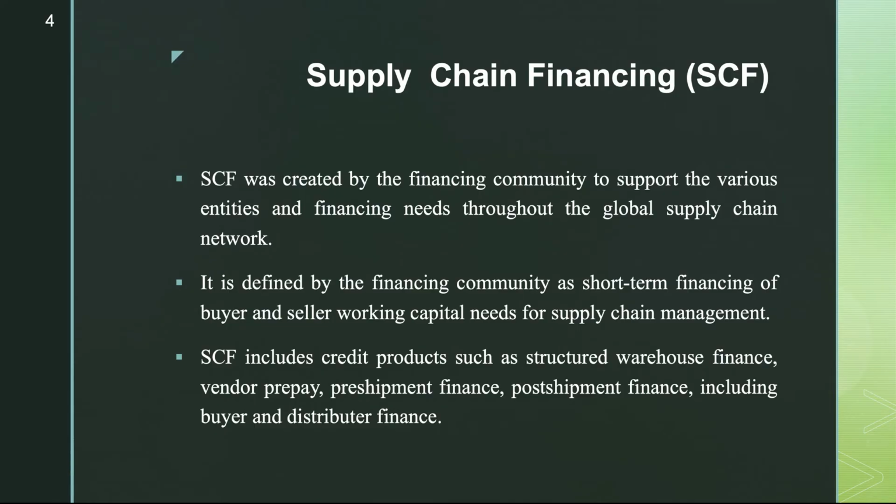Okay, so ACF as such, what does it include? It includes credit products such as your warehouse finance or vendor prepay. It can be to do with pre and post shipment finance. It also includes buyer and distribution finance. So these financial instruments reflect the length of the borrowing need and the international aspects of the global apparel supply chain.